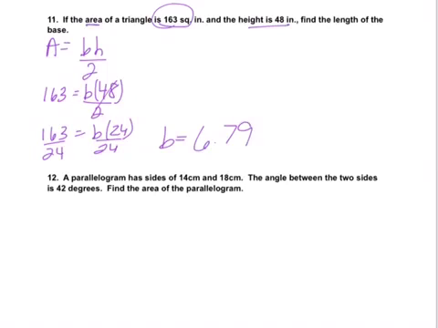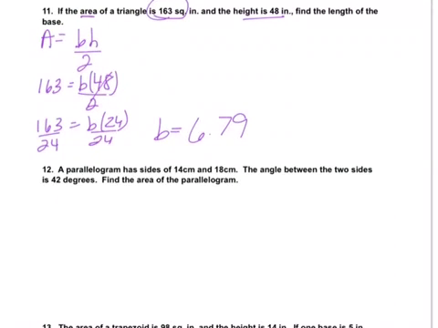Moving on to number 12, a parallelogram has sides of 14 and 18, and the angle between the two sides is 42 degrees. Find the area of the parallelogram. So if I draw my parallelogram, I have 18 and 14. Draw a right angle there. The angle between the two sides is 42. So if I put 18 here, it's between the two sides, so I'm going to put a 42 right there.